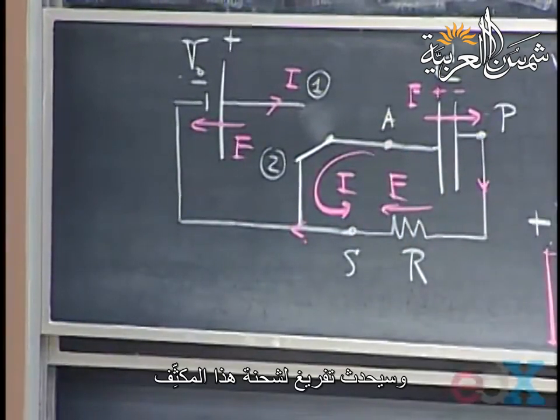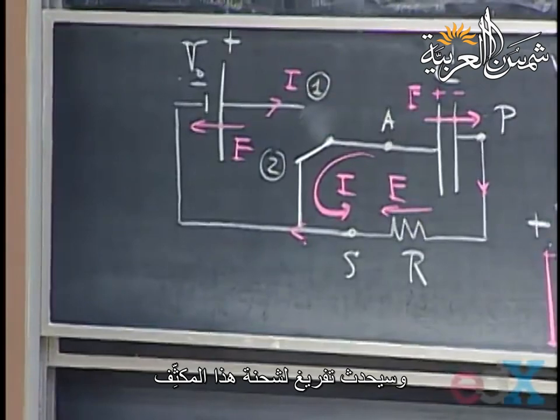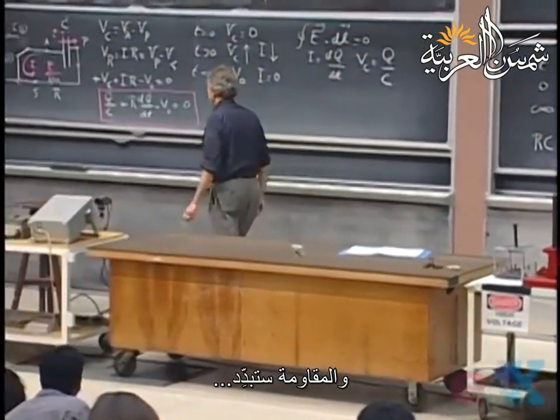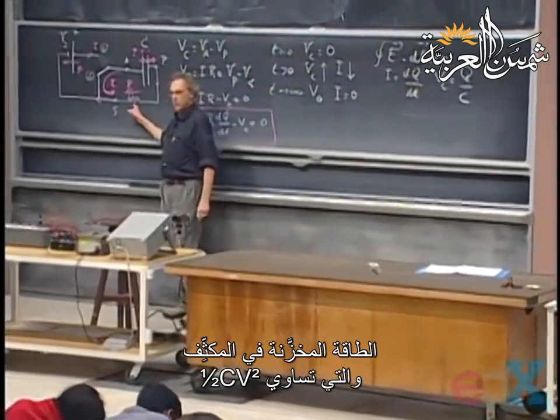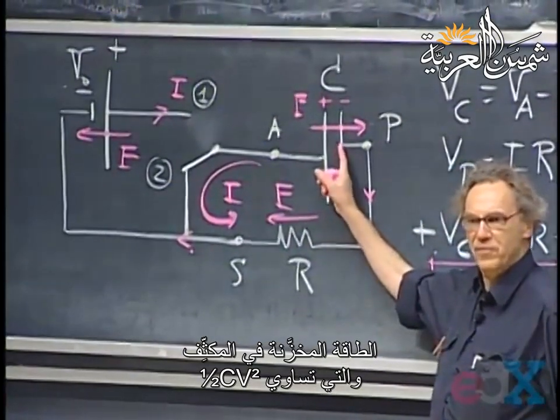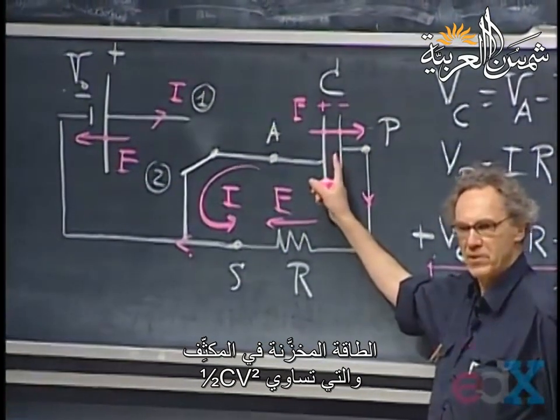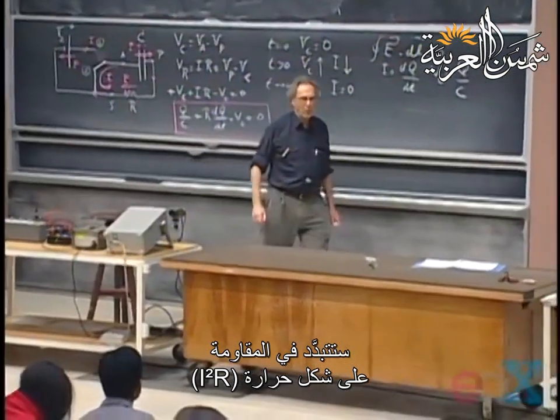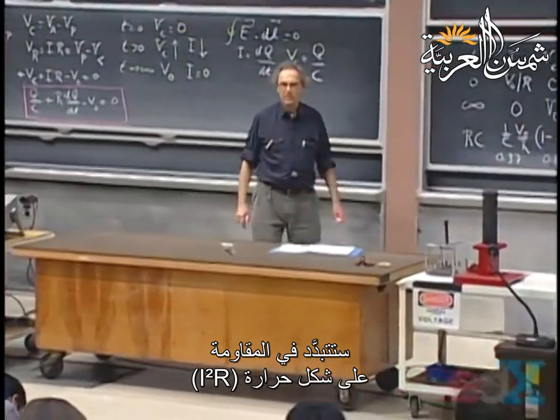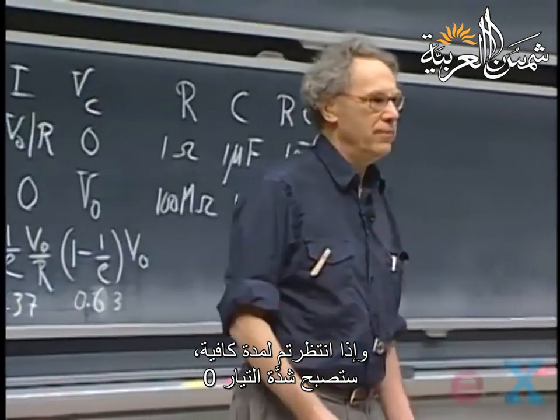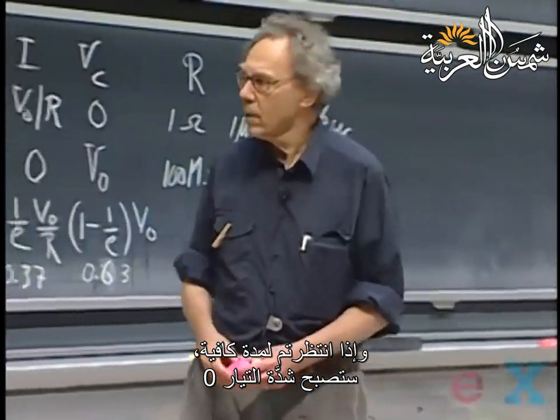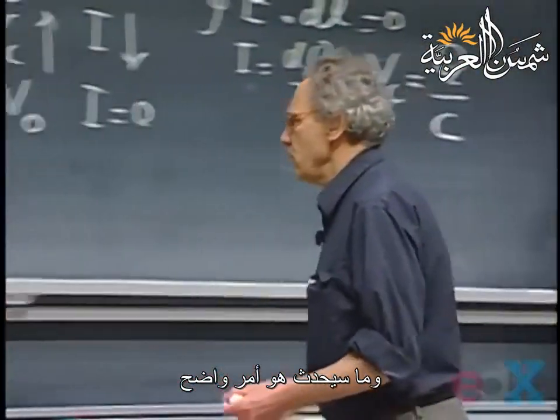And what is going to happen is the capacitor is discharging now, and the resistor will dissipate the energy that is in the capacitor. The 1/2 CV squared energy stored in the capacitor is going to be dissipated in the resistor in terms of I squared R, in terms of heat. And if you wait long enough, the current will become 0. So it should be obvious what's going to happen.